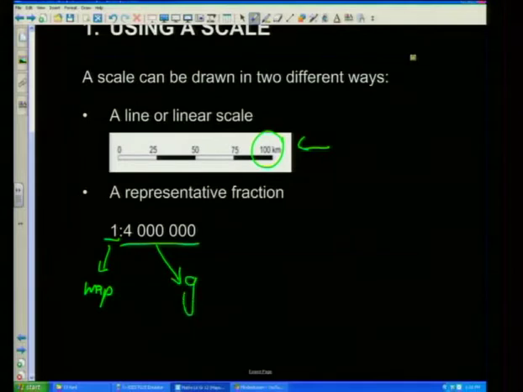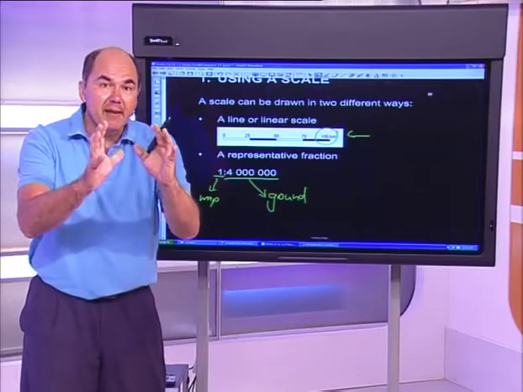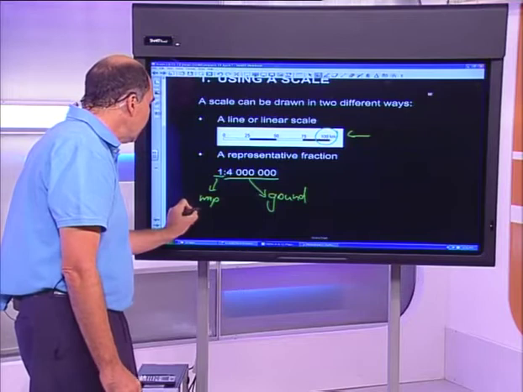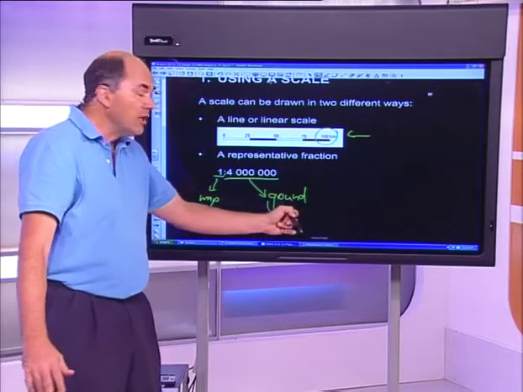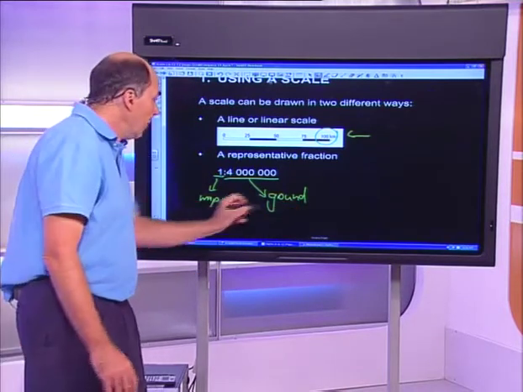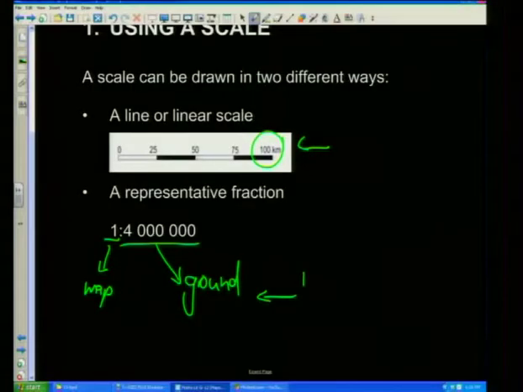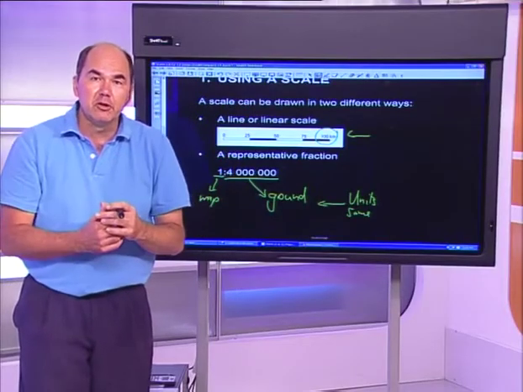Now, I hope you've picked up what I said there: the units are the same. So if I measure this in meters, then I must measure the ground in meters. So be aware. Keep your units the same. You can convert them later to get them into more measurable units.